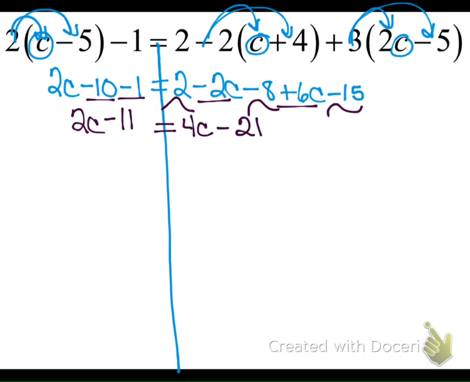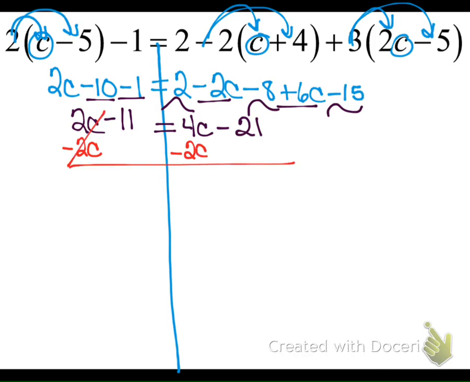Okay, distributed, combine like terms. Now what do I need to do? I want to get the variables on the same side. So what's my little guy? 2c or 4c? So how do I get rid of that 2c? So I'm going to subtract 2c. That c has to go with it.